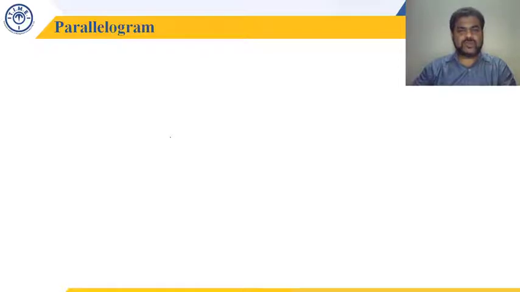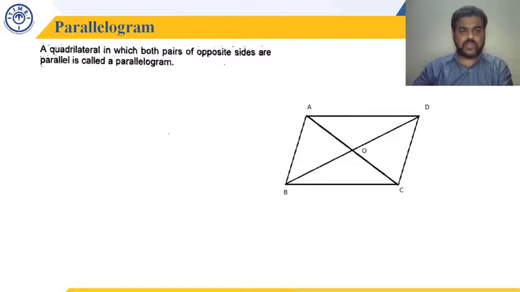There is a complete family of parallelograms in which we have parallelogram, rectangle, square, and rhombus. So let us first look at the general case of a parallelogram. Fine. So this is the figure of a parallelogram. It's a quadrilateral in which both pairs of opposite sides are parallel and they are equal also.